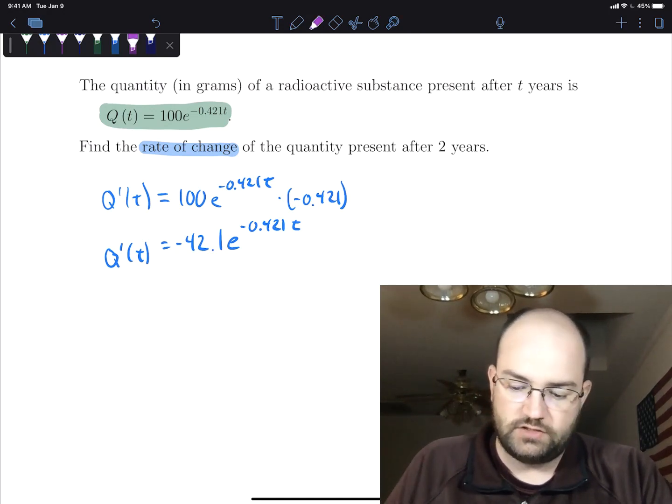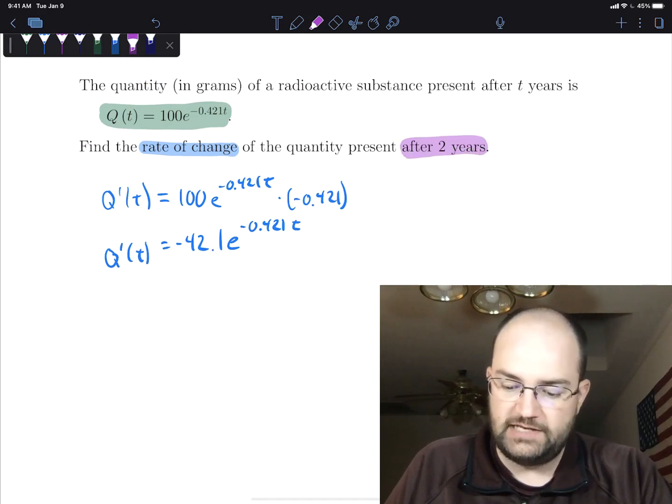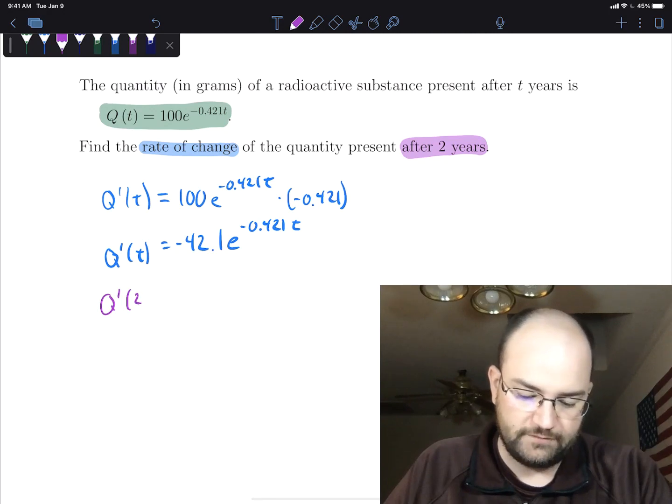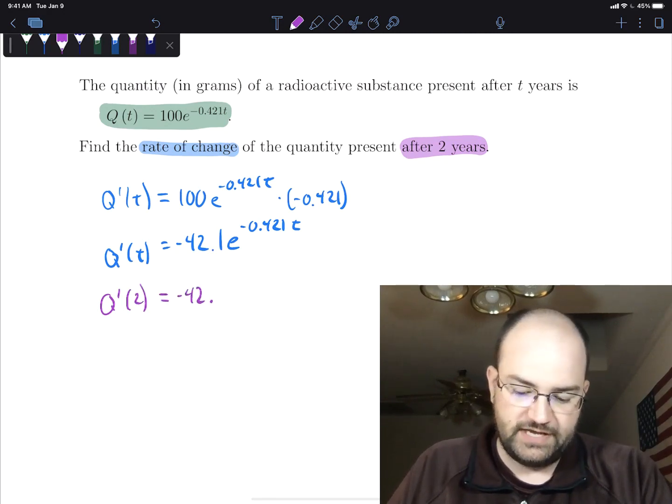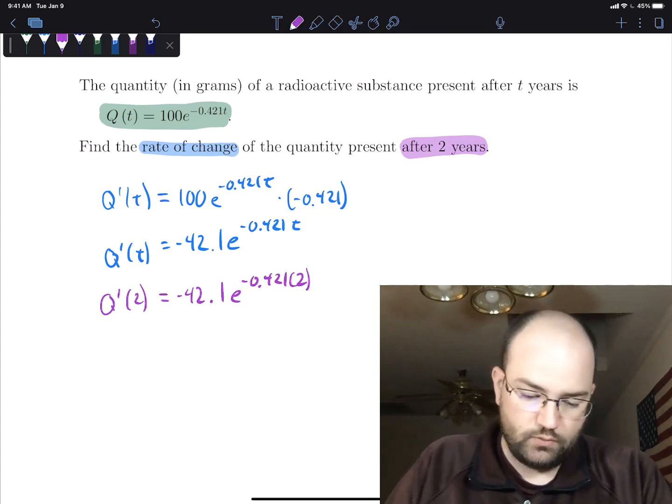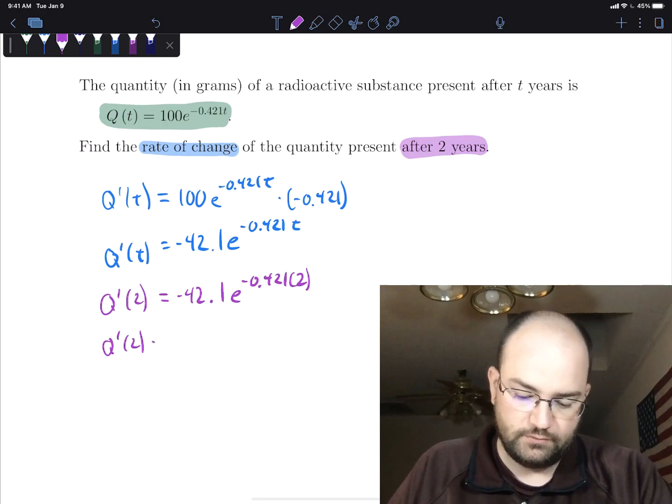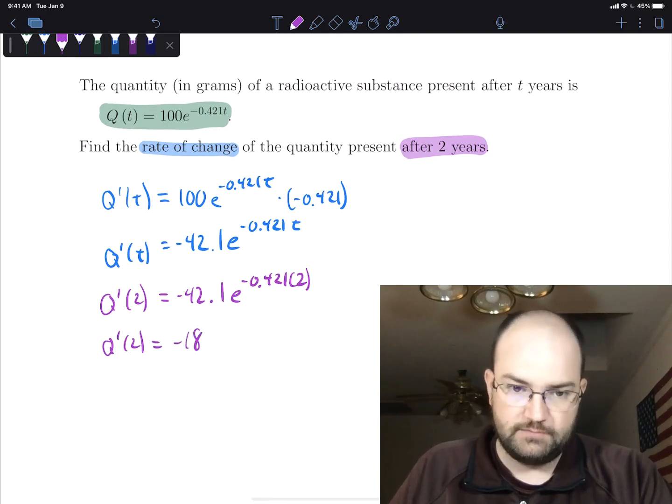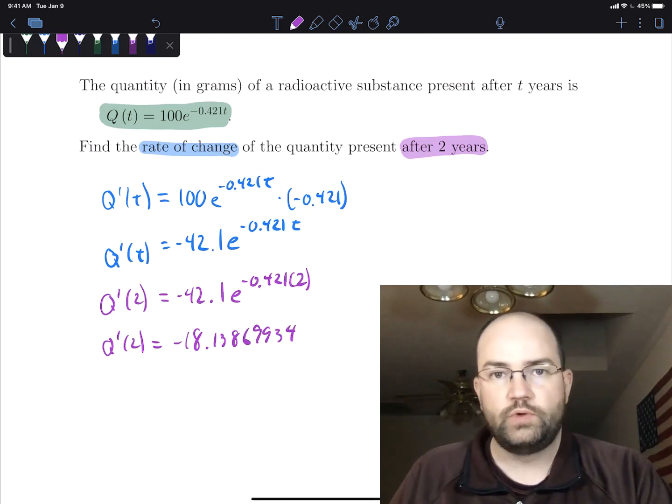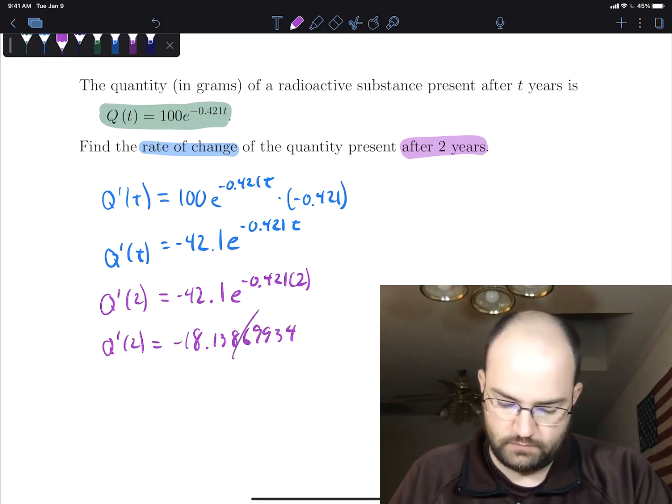But we are actually not looking for any time. We want it to be after 2 years. In other words, we want to find Q prime of 2. So that means negative 42.1 e to the negative 0.421 times 2. And then just type that in. And when you do, you're going to get the following. Q prime of 2 is equal to negative 18.13869934.